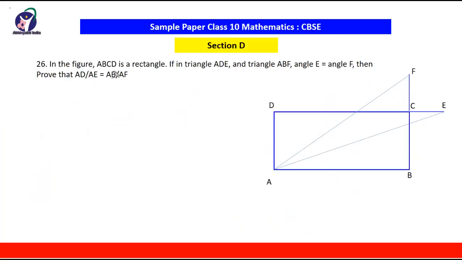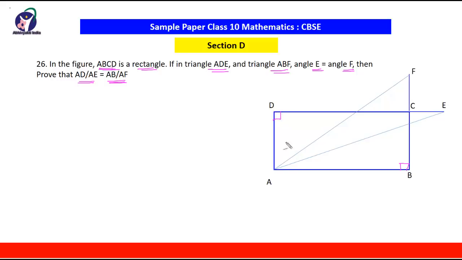The next question is: in the figure, ABCD is a rectangle. In triangle ADE and triangle ABF, angle E is equal to angle F. Then prove that AD upon AE is equal to AB upon AF. Now here it is given that ABCD is a rectangle. It means all its angles are of 90 degrees. So this angle is 90 degrees, this angle is also 90 degrees.